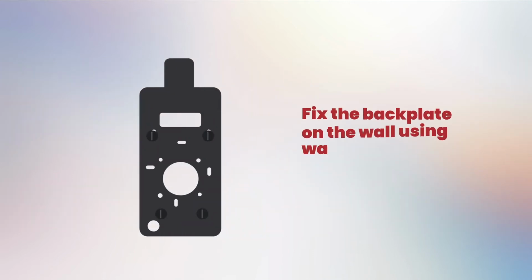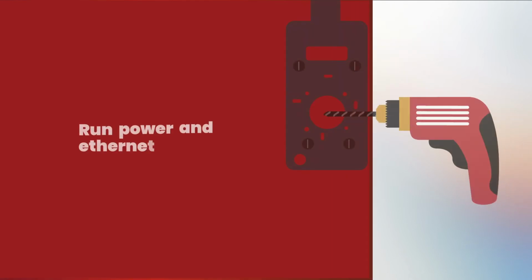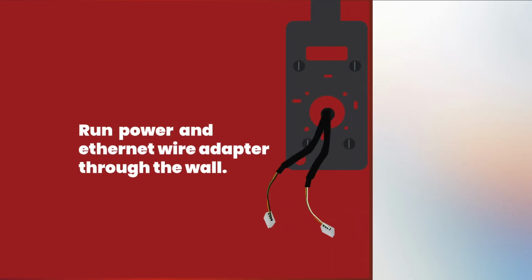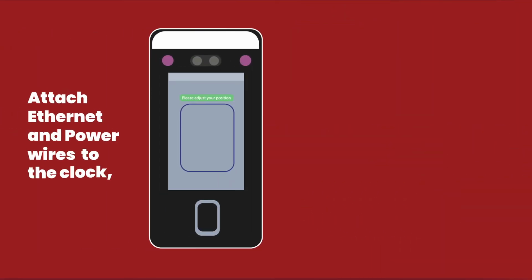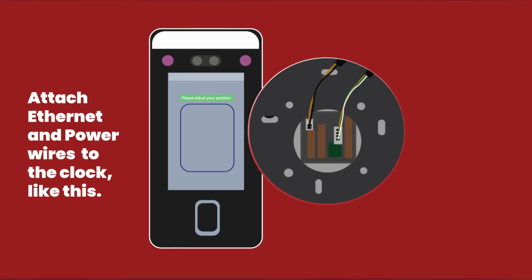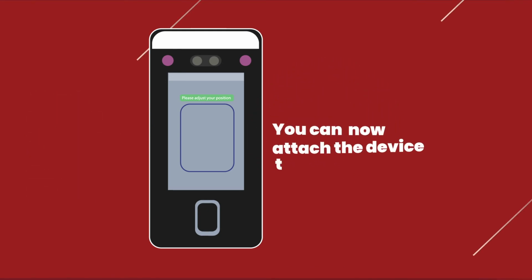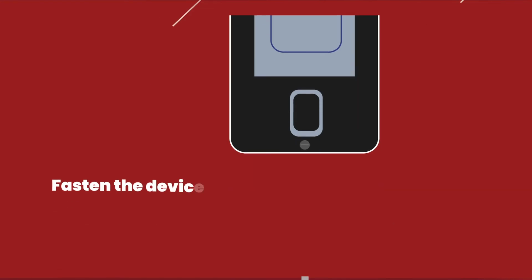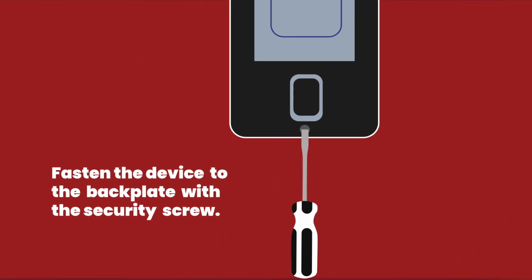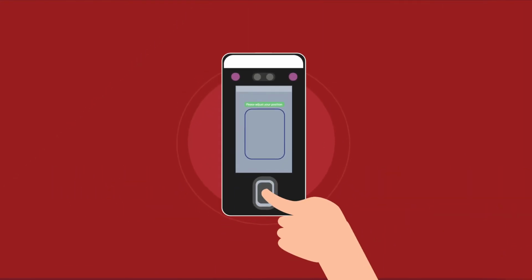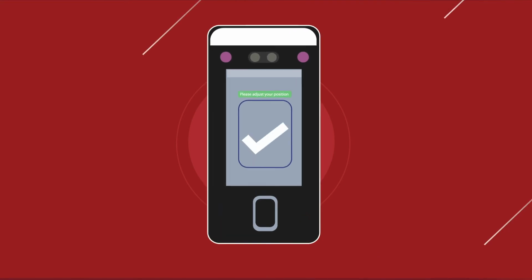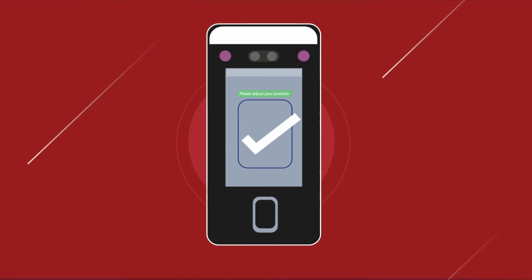Fix the backplate on the wall using wall mounting screws. Run power and Ethernet wire adapter through the wall. Attach Ethernet and power wires to the clock, like this. You can now attach the device to the backplate. Fasten the device to the backplate with a security screw. Remove the sticker covering the fingerprint scanner. Now your device is installed and ready to be set up.